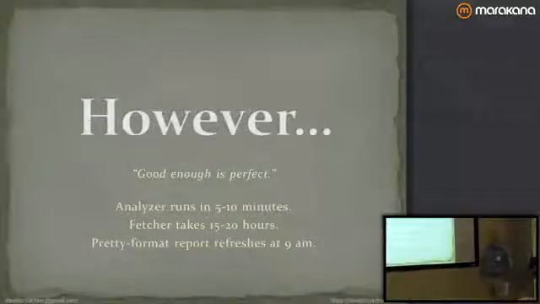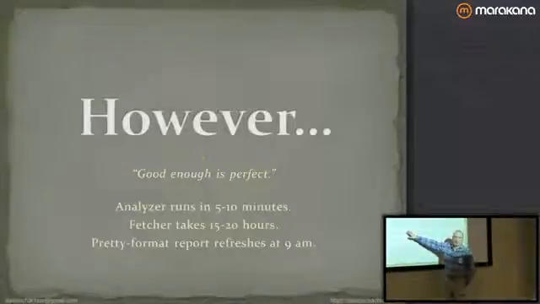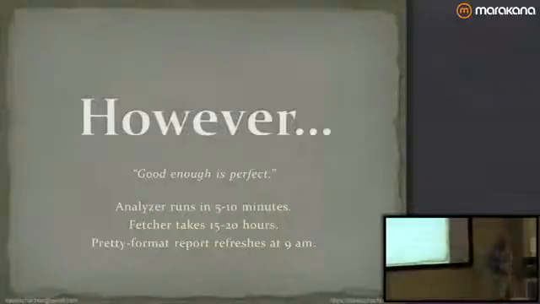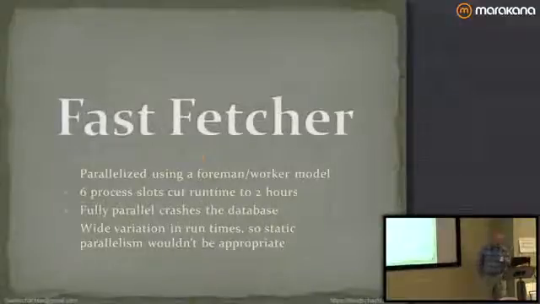So why didn't I do any of those things? Good enough is perfect. At this point, the analyzer was taking 5 to 10 minutes. It's still taking 5 to 10 minutes. The fetcher takes 15 hours. So pretty clearly, speeding up the analyzer anymore was pointless. At 9 a.m., the pretty printer runs to generate reports from this. If we don't have this stuff done by 9 a.m., it doesn't really matter.